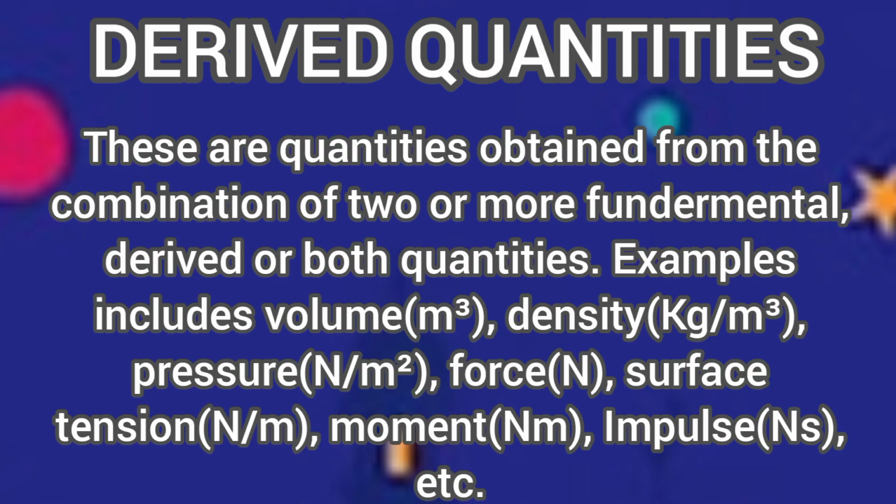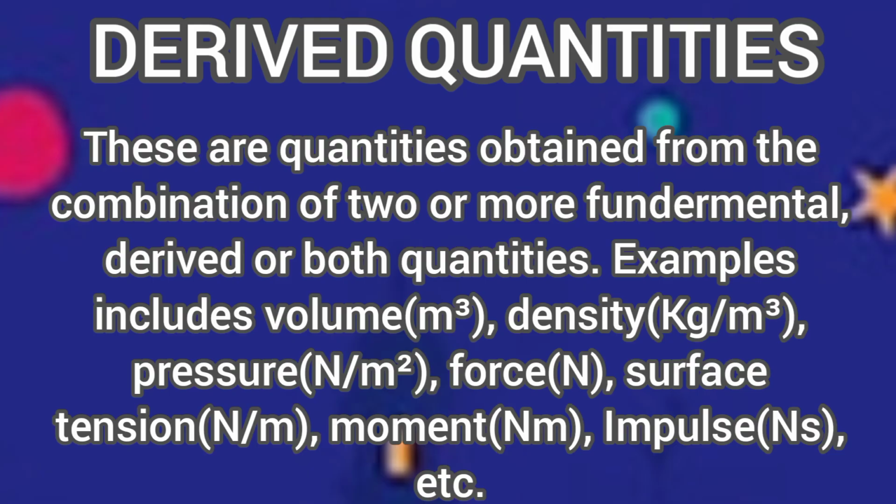These are quantities obtained from the combination of two or more fundamental, derived, or even both the derived and fundamental quantities. Examples include volume. Volume is the length multiplied by the breadth and height of a substance. Hence, the unit of volume is in meter cube because length, breadth, height are all measured in meters.